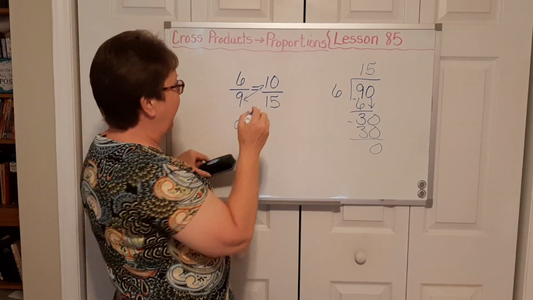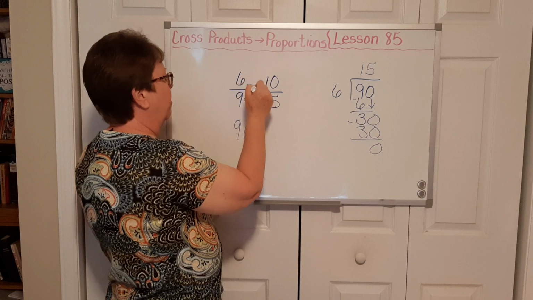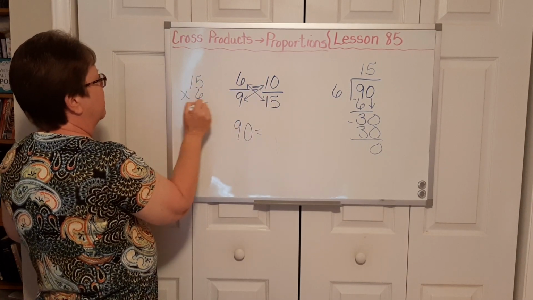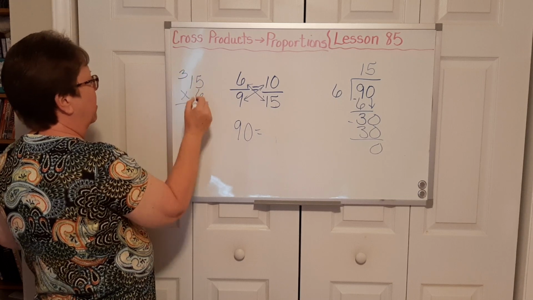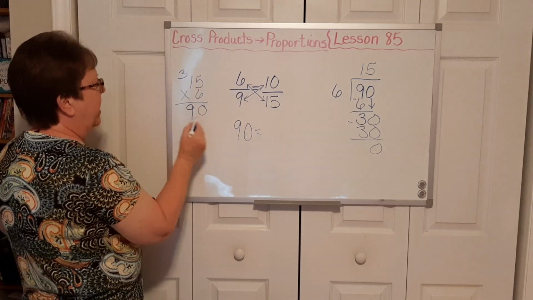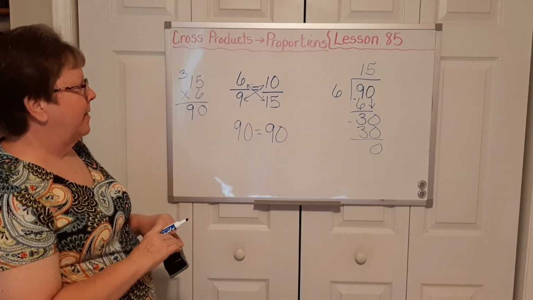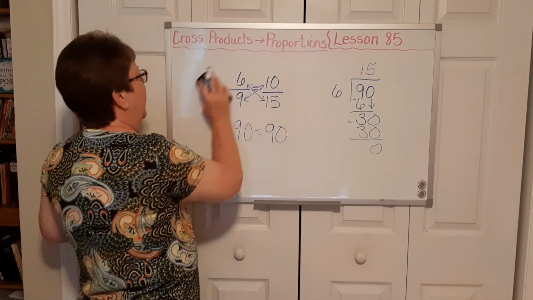Now to double check that, take your 15 and multiply it by your 6. 6 times 5 is 30. 0, carry the 3. 6 times 1 is 6, plus 3 is 9. So there we solved our proportion. So that's one like that.